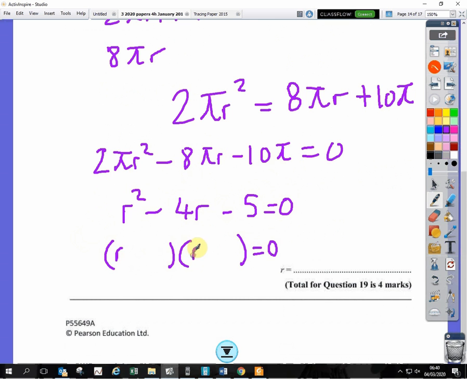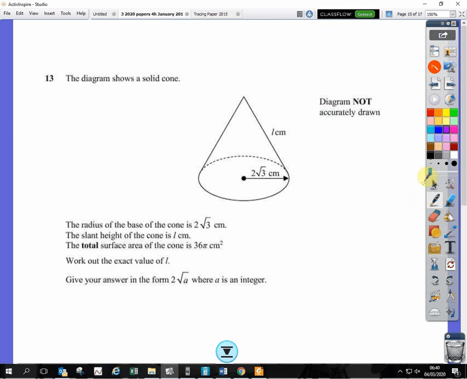If you factorize this, we end up with r minus 5, r plus 1. You solve to give r equals 5, or r equals negative 1. Now r is the radius, so it can't be negative 1, so it has to be 5. Okay, the next one.